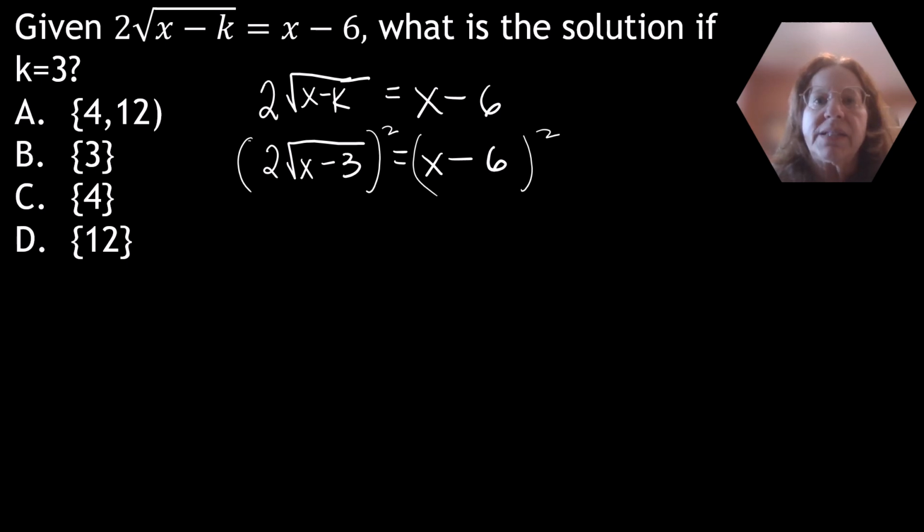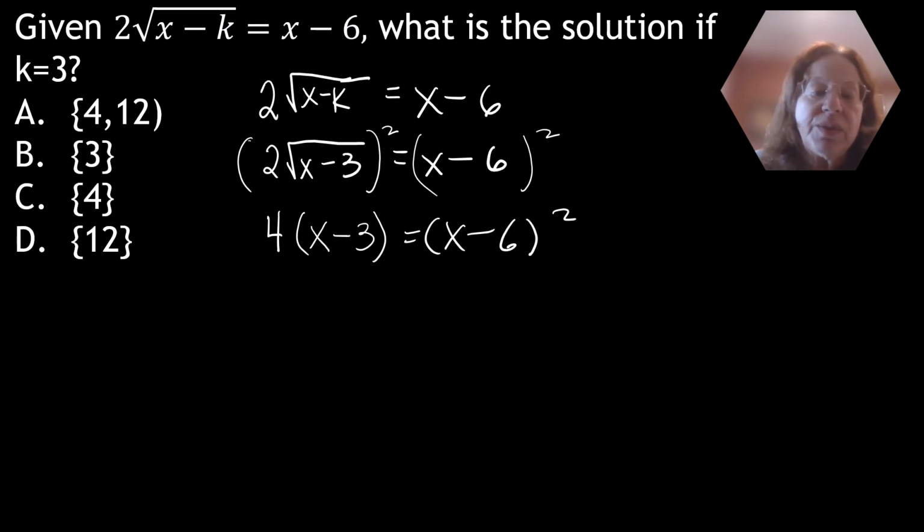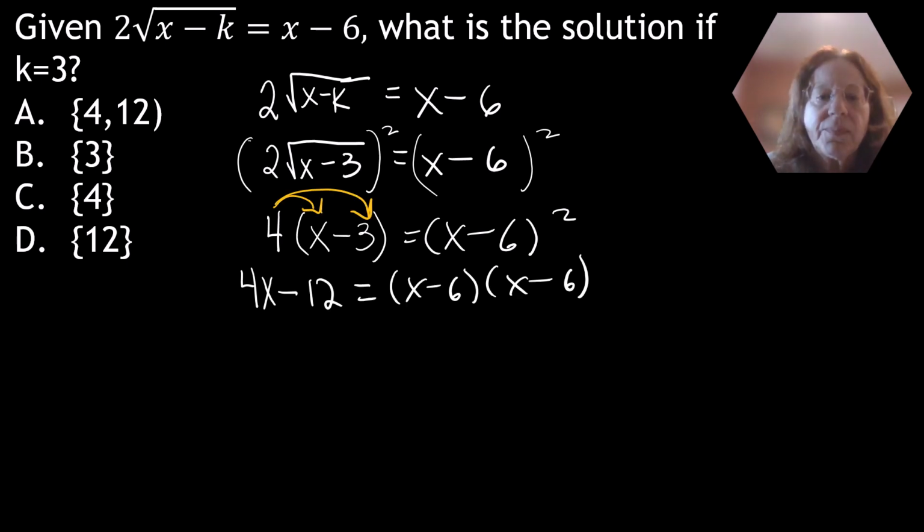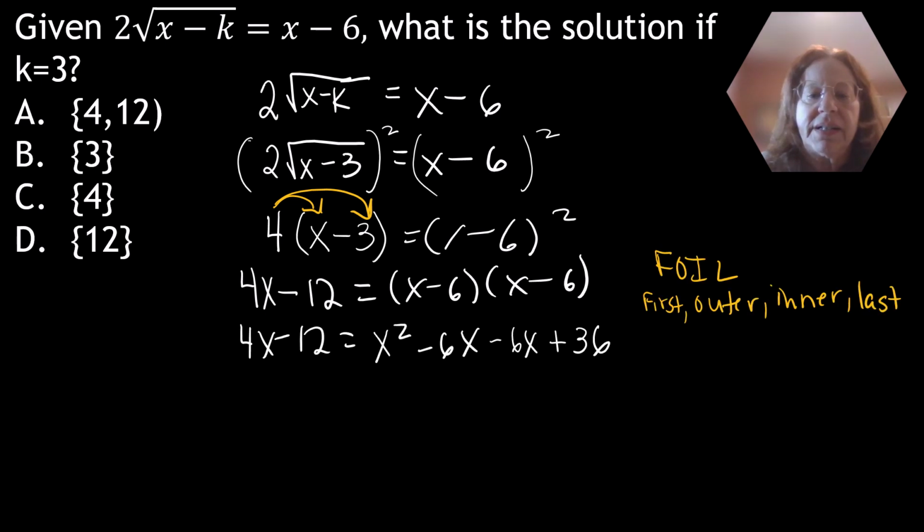Let's square both sides to get rid of that radical. To do that, you have to square each term. So we square the 2 and we get 4, and we square the square root of x minus 3, which is x minus 3. Now we distribute that 4 throughout, so we get 4x minus 12, and then we expand the right-hand side, x minus 6 times x minus 6. To expand it even more, we're going to use the FOIL method.